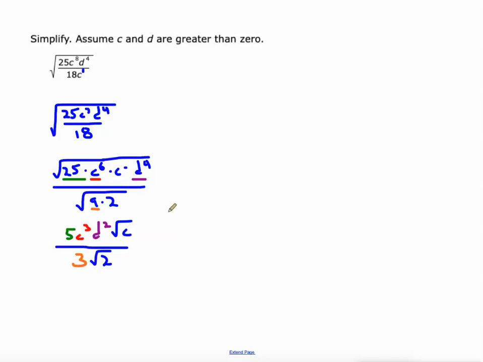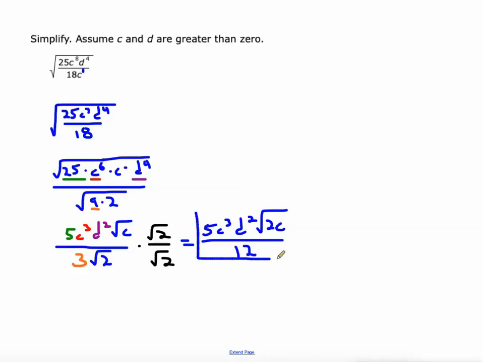Now one thing I have to do here is multiply by square root of 2 over square root of 2 to rationalize the denominator. I got to get rid of that square root of 2. And when I do square root of 2 times square root of 2, I'll get square root of 4, which is 2. All right, so we're about done here. We're going to call this 5c cubed d squared times the square root of 2c, square root of 2 times square root of c, square root of 2c, all over square root of 2 times square root of 2 is 4, and 4 times 3 is 12.